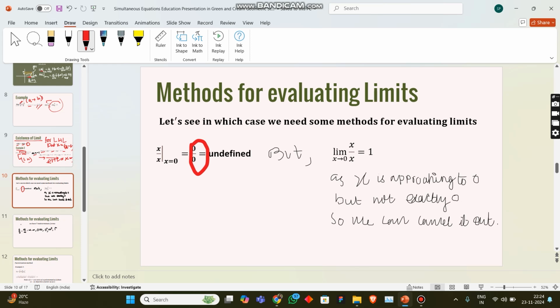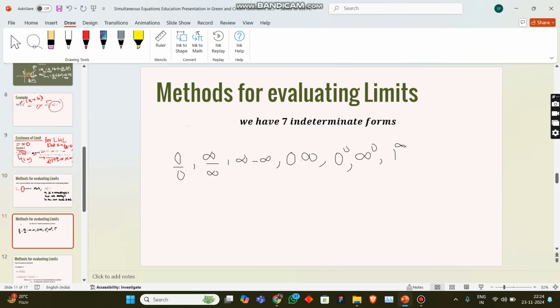So what are the methods? At first we will learn about the indeterminate forms, like 0 by 0, infinity by infinity, infinity minus infinity, 0 to the power infinity, 0 to the power 0, infinity to the power 0, and 1 to the power infinity. These are 7 indeterminate forms, and we have to solve the limits differently.